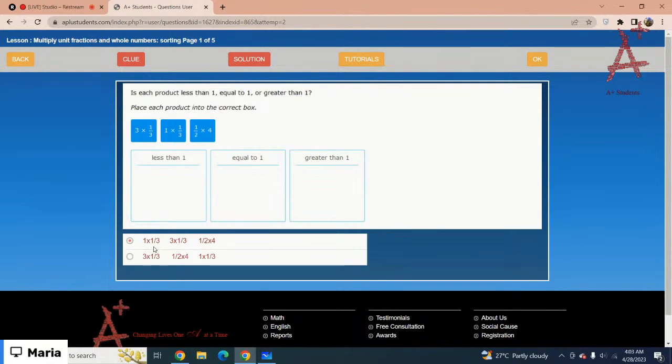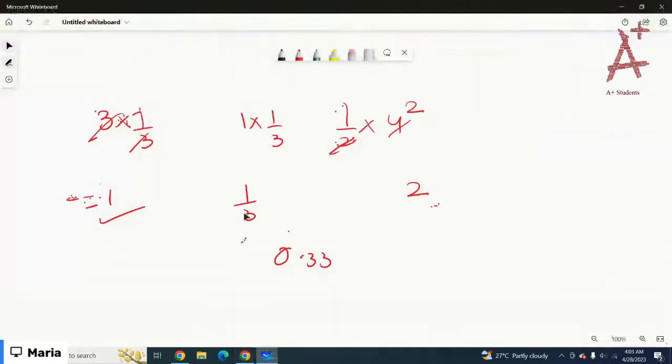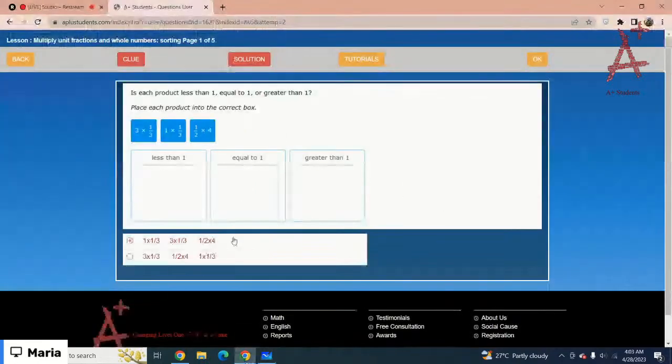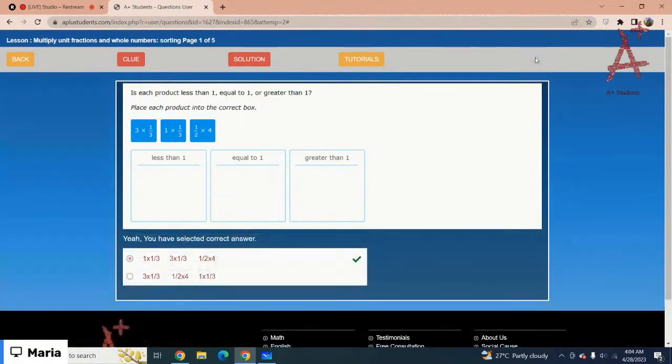1 times 1 over 3, you can see here, that is less than 1. It would be 0.33. Got it? Then you have 3 times 1 over 3, that would be 1. And then we have 1 by 2 times 4, that would be 2. So here that says how you can arrange them: less than 1, equal to 1, greater than 1. Got it? So option 1 is the correct option.